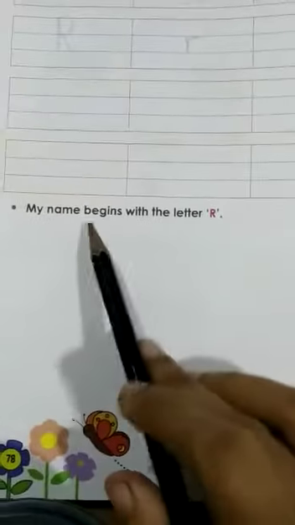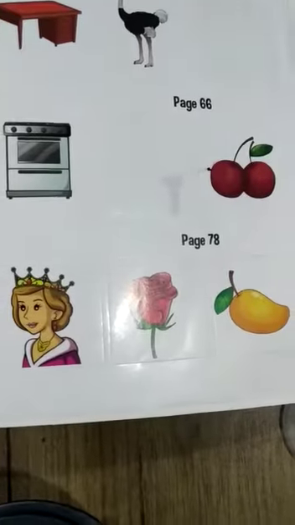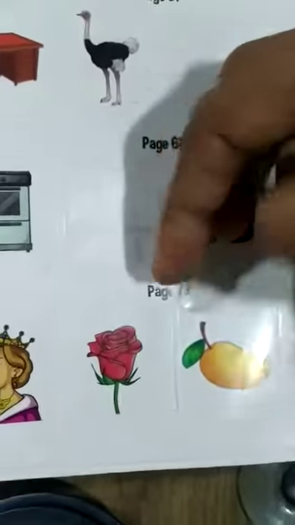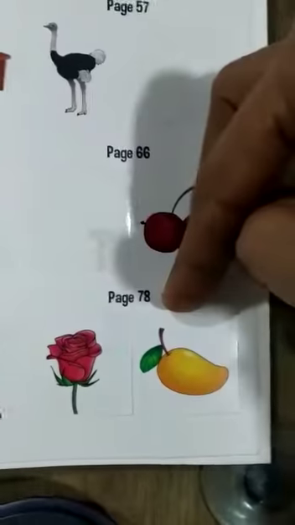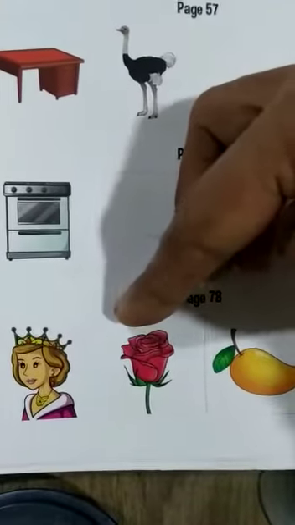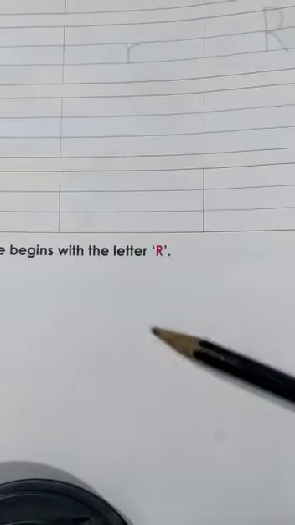Now here my name begins with letter R. Here you have to stick a sticker. Now let us see. So these are the two options you have. You have rose, you have mango. Rose starts with R, yes, and mango starts with which one? M. Okay, so you have to take the sticker of rose and you will stick it over here. Okay, rose, R for rose.